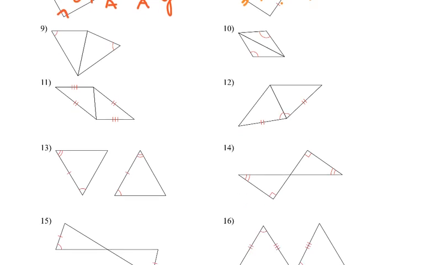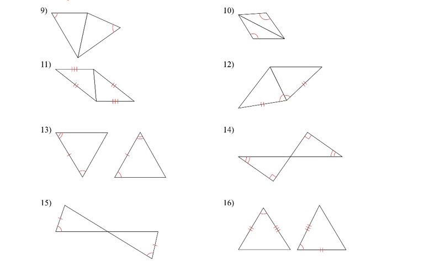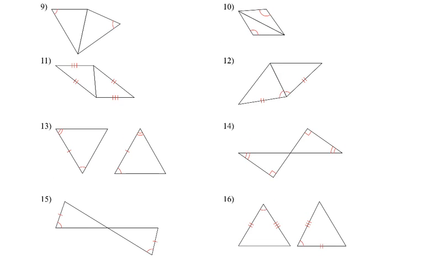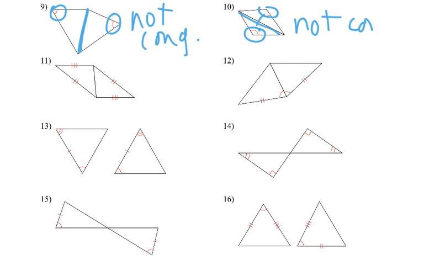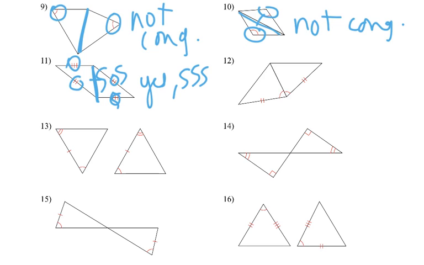All right, let's take a look at the rest of these ones. So, number 9, we share a side, we have one angle. No other information here, so we have to say not congruent. Number 10, one angle, and they share just one side. Once again, not congruent. 11, they share a side, and they have two others, so we've got three sides. So we say yes by side, side, side.